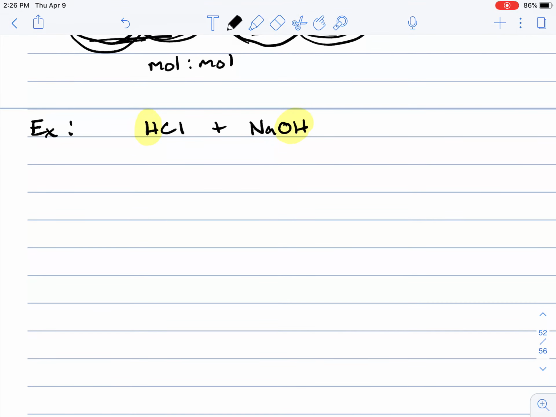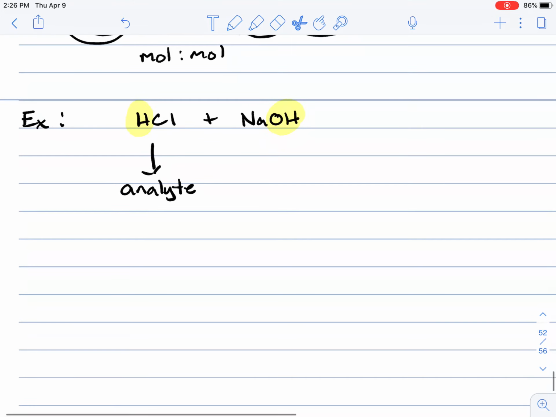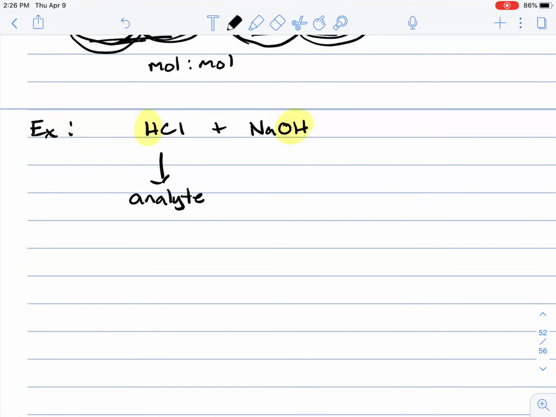And so imagine that we have hydrochloric acid as our analyte, okay? I'm just choosing hydrochloric acid because that's the first thing that I see. If I wanted to make my sodium hydroxide the analyte, I can. It just really depends on the solution that you're trying to analyze. So let's just say for now that my hydrochloric acid is my analyte. Okay? And so what that means is that I don't know the concentration of my hydrochloric acid, and this is what I want to figure out.